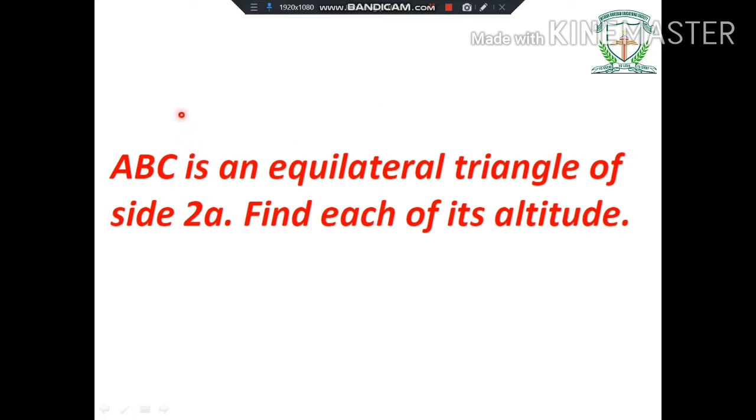Let us consider a problem. ABC is an equilateral triangle of side 2A. Find each of its altitude. Children, read the problem carefully. It is an equilateral triangle. Equilateral triangle means triangle with all the sides equal. So all the sides are equal to 2A.